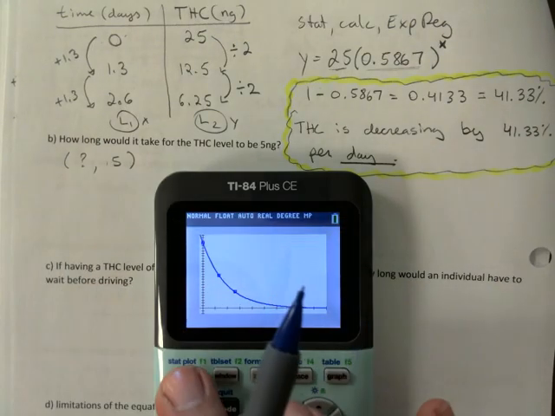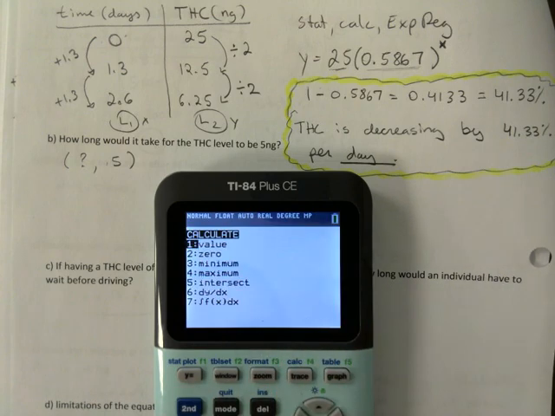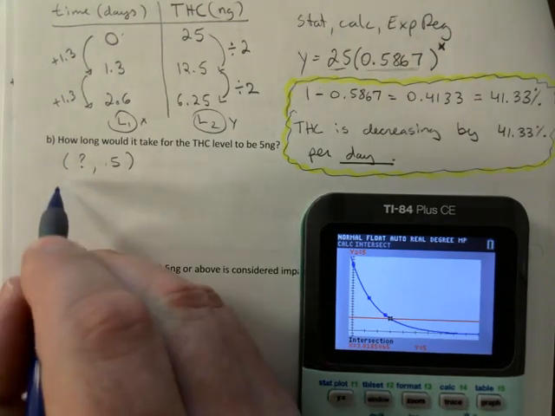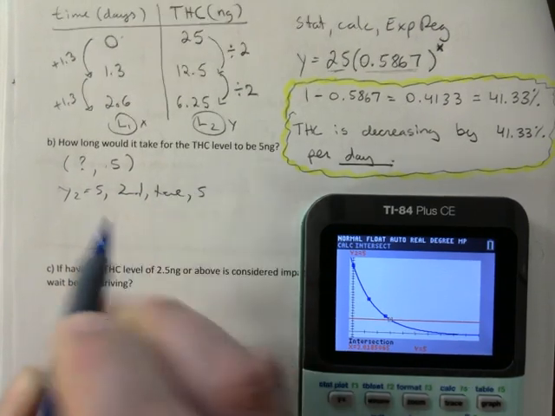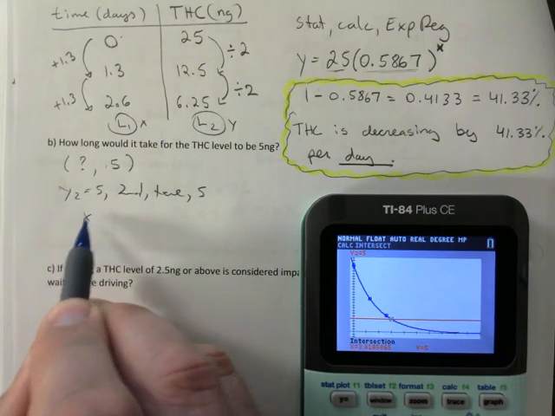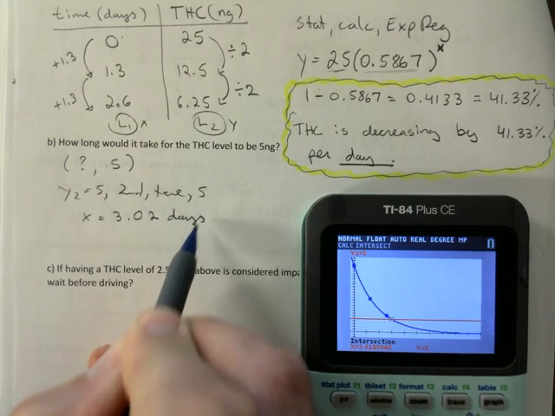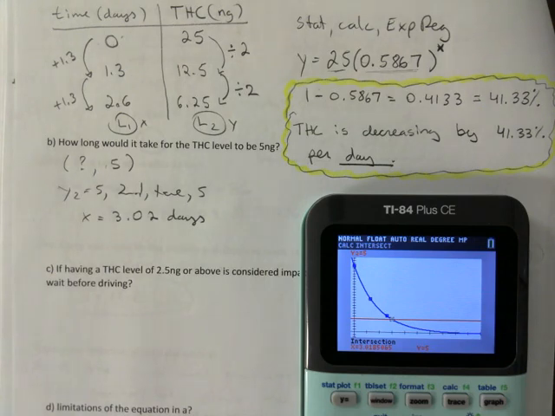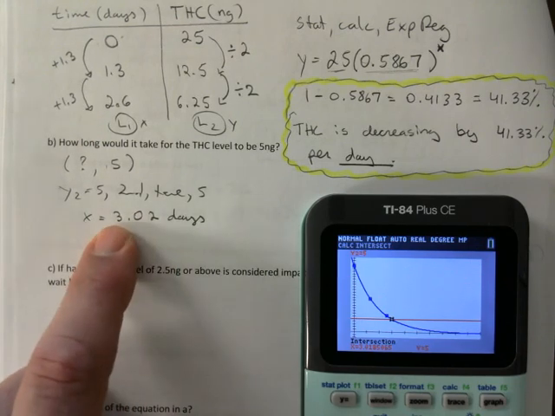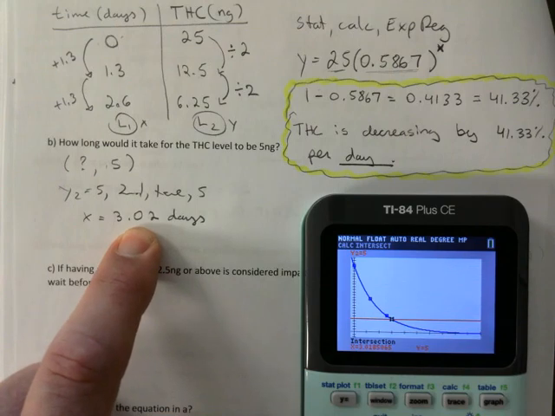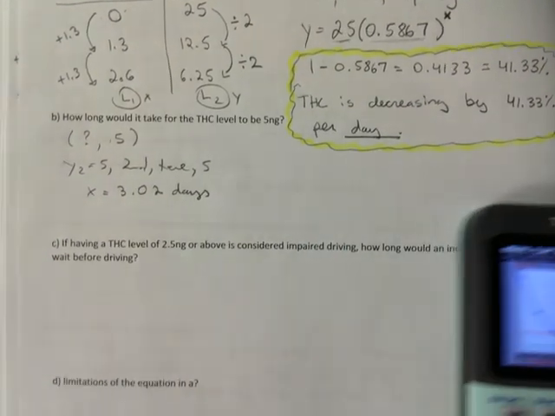Let's go find this. So Y2 is equal to 5. And there it is. So we're going to go find that intersection. I will just write Y2 is equal to 5. Second, trace 5. And it is x is equal to 3.02 days. If it asks you to find it in days and hours, you just multiply whatever is after the decimal by 24. So it's 3 days and right 0.0185 something times 24 to get that in hours as well. So there you go.